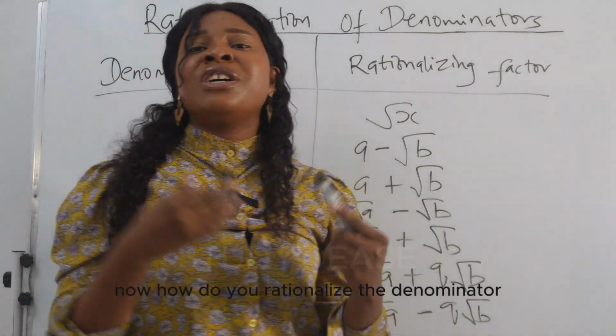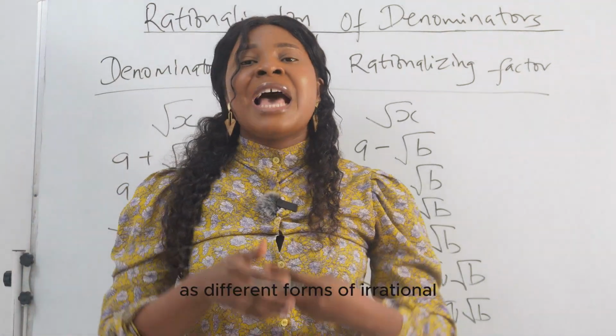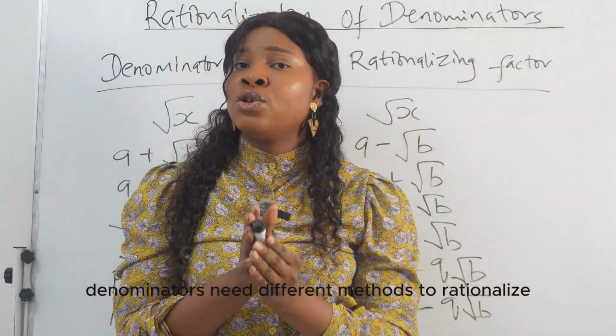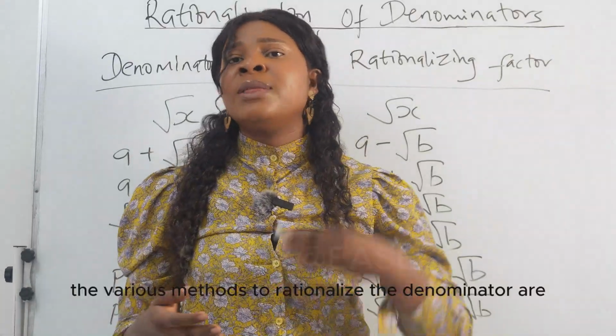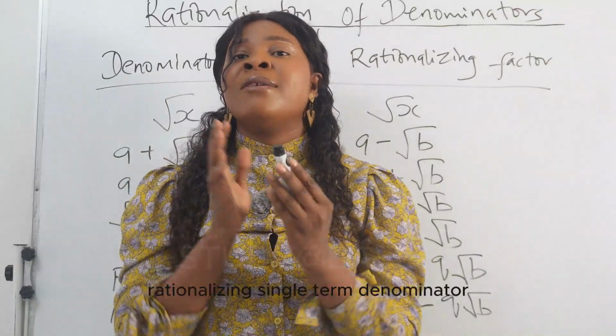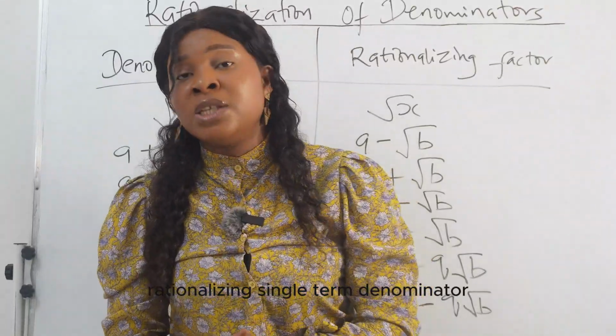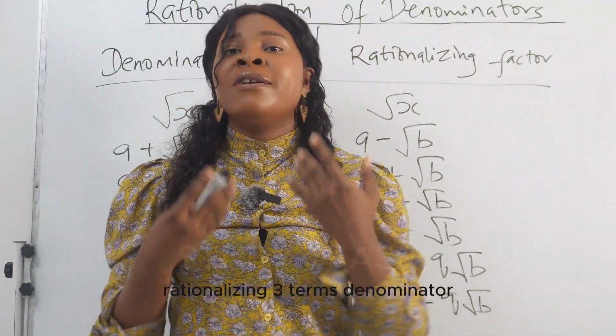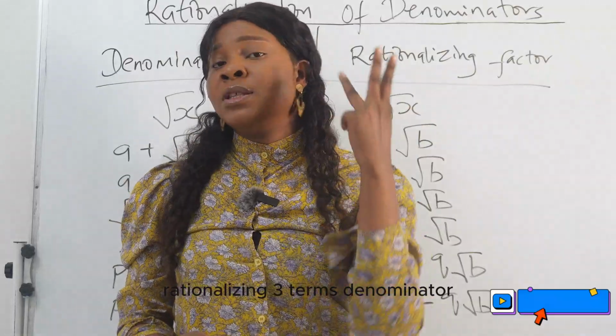Now, how do you rationalize the denominator? As different forms of irrational denominators need different methods to rationalize, the various methods to rationalize the denominator are rationalizing single term denominator, rationalizing two terms denominator, rationalizing three terms denominator.